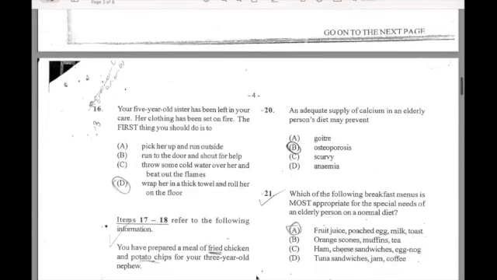Question number 16. Your 5-year-old sister has been left in your care.